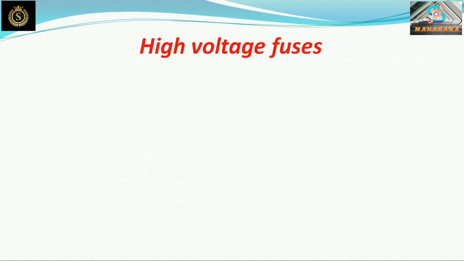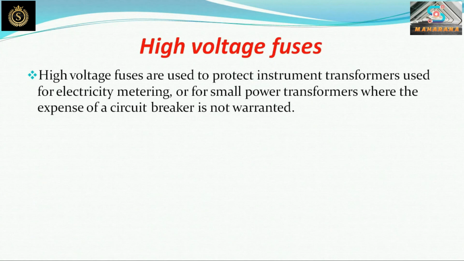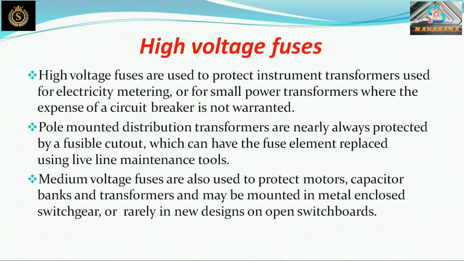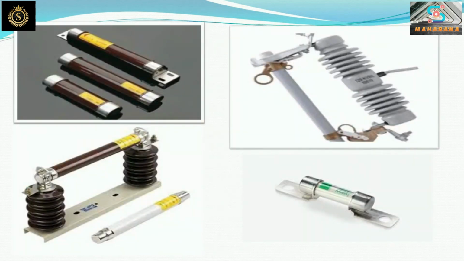High voltage fuses. High voltage fuses are used to protect instrument transformers used for electricity metering, or for small power transformers where the expense of a circuit breaker is not warranted. Pole-mounted distribution transformers are nearly always protected by a fusible cutout, which can have the fuse element replaced using live line maintenance tools. Medium voltage fuses are also used to protect motors, capacitor banks, and transformers and may be mounted in metal enclosed switchgear, or rarely in new designs on open switchboards.